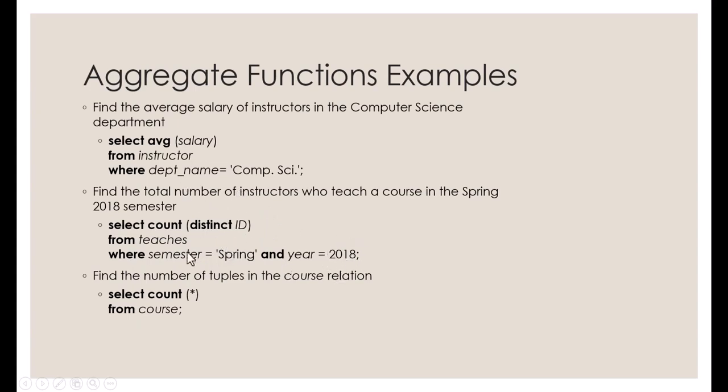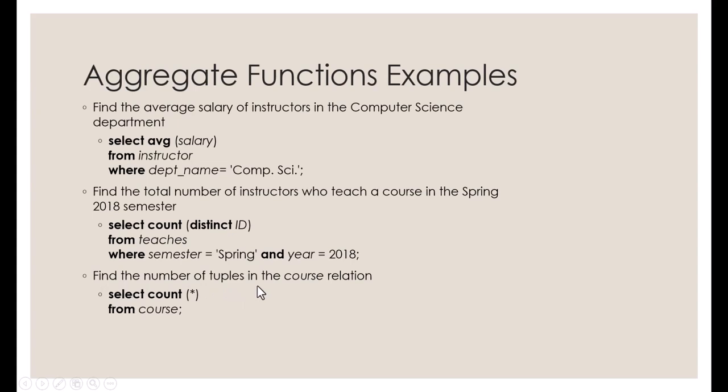If you did not have the distinct ID here, it's probably going to count the same professor's ID more than once, which would not be accurate. It's not what we're looking for. We want the distinct number of instructors. So make sure you have distinct here. It's a very common mistake not to have it.